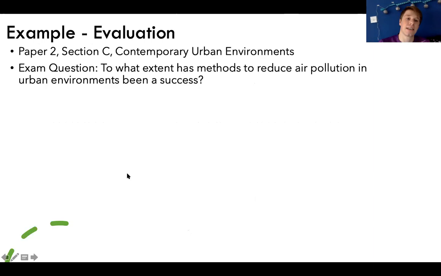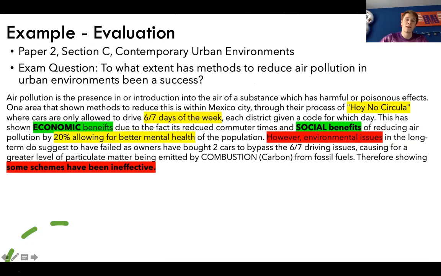So here I've taken it from paper 2, Contemporary Urban Environment, section C, where the question is: to what extent have methods to reduce air pollution in urban environments been a success? So we're going to use the case study that I used when I was studying A-level, and that was in Mexico City. So key term and defining. Air pollution is the presence in or introduction into the air of a substance which has harmful or poisonous effects.